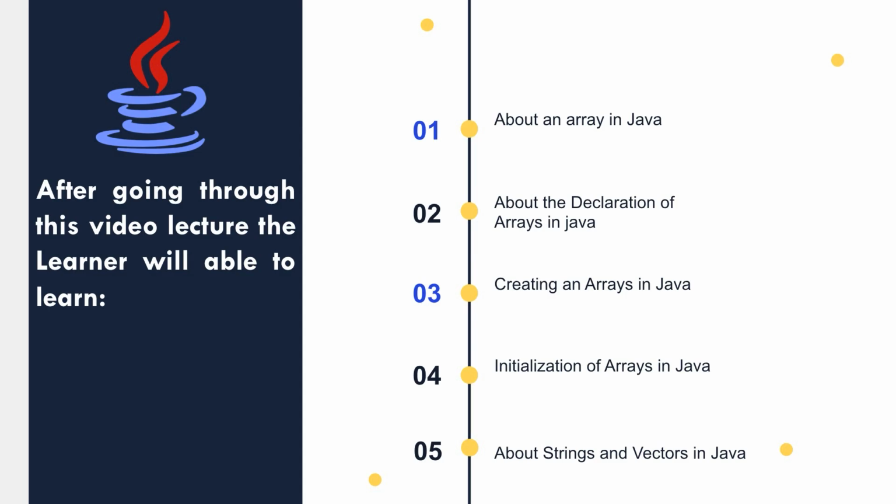Today we will discuss arrays in Java, creating and declaring arrays in Java. We will also discuss strings and vectors in Java. After going through this video lecture, the learner will be able to learn about an array in Java, the declaration of an array, creating an array, initialization of an array, and about strings and vectors in Java. First of all, I will tell you the basic concept of array in Java.